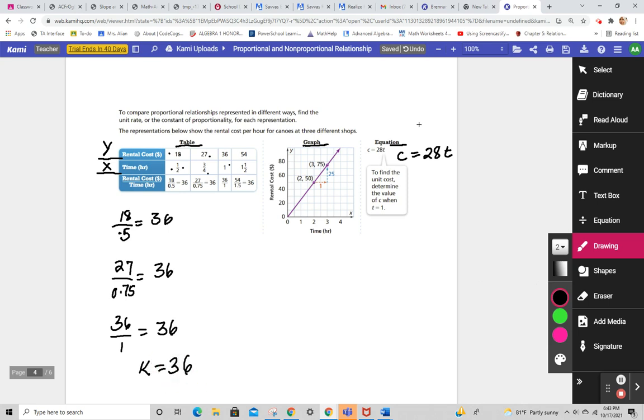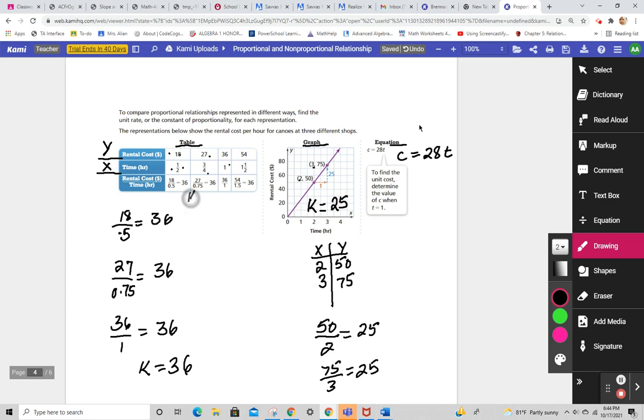Let's look at this one here. We don't have a table, we have a graph, but we can use this graph to help us put together a table. So we have x equals 2, y equals 50 here. When x is 2, y is 50. When x is 3, y is 75. So y divided by x: 50 divided by 2 will give us 25. 75 divided by 3 will give us 25. So this one has a k value of 25.